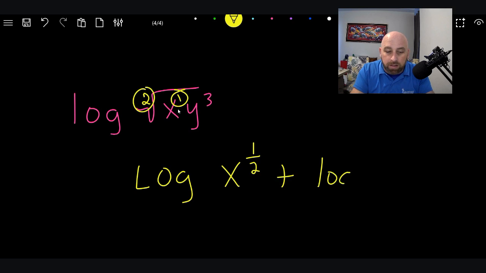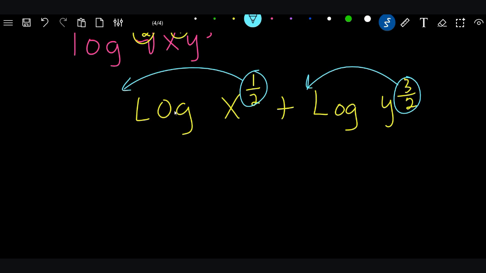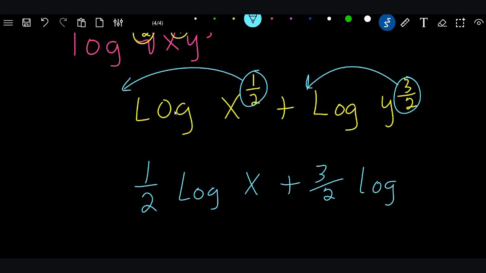We're expanding it. That would be log y to the 3 is the numerator and 2 is the denominator. Now, we still have a problem with this one because, again, we have exponents here, so we have to use the power rule. What do we do with the power rule? We send those guys to the front, okay? So we'd have 1/2 log x plus 3/2 log y. And that would be our final answer right there.